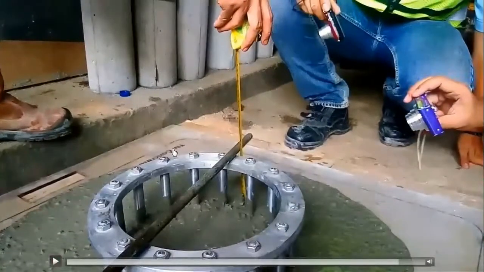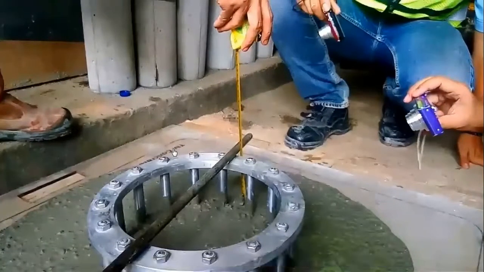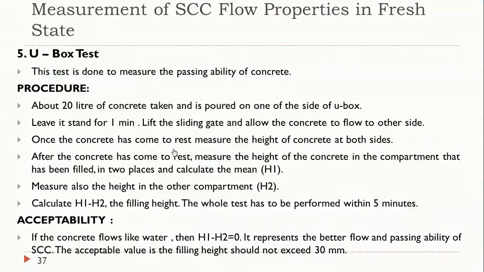The difference between the height at the center of the J-ring and outside the J-ring gives the value of the passing ability of the J-ring test, and we can also measure the diameter of the flow. It measures the flowability of the self-compacting concrete also. So we have one more test remaining, that is the U-box test.